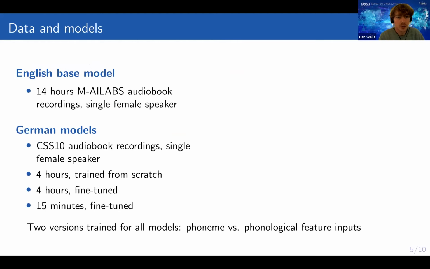So the data and models that we're working with here, as I said, we're looking at this kind of transfer learning setup. So we have an English base model trained using 14 hours of audiobook recordings from a single female speaker. And then we train a series of German models from a different single speaker. We have one trained using 4 hours of data from scratch, so this is not looking at any of the English data. One using the same 4 hours, fine-tuning the English base model. And then one fine-tuning the English model using just 15 minutes of the German data. And for each of these systems, we train two versions, one using phoneme inputs and one using phonological feature inputs.